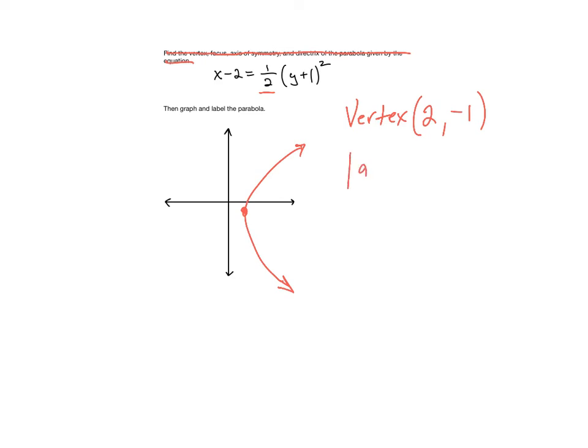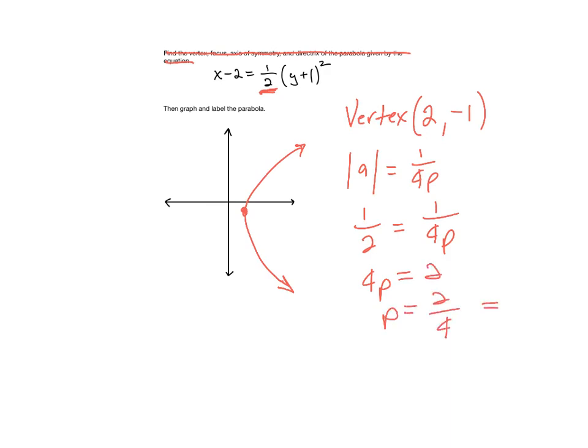We have this equation, the absolute value of a is equal to 1 over 4p, where p is the distance from the vertex to the focus and vertex to the directrix. So we need to figure out what p is. We know a is 1/2. That's coming from the equation. There's a is equal to 1 over 4p. We also know that a is positive, so we don't have to worry about that. Cross multiply here. 4p equals 2. So p equals 2 over 4, which equals 1/2.